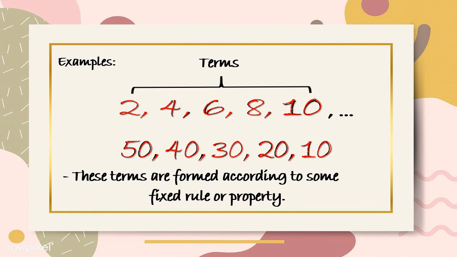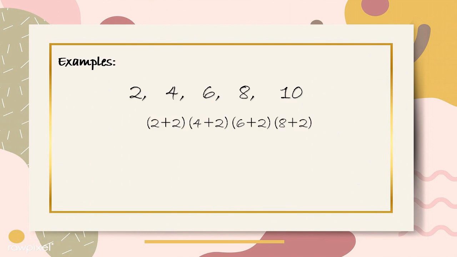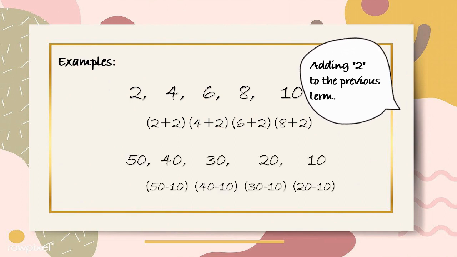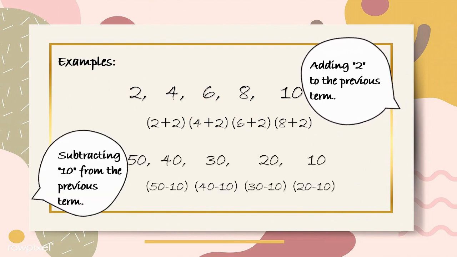These terms are formed according to some fixed rule or property. For the first example, the rule is we have to add 2 to the previous number to get the next term. While in the second example, the rule is we have to subtract 10 from the previous number to get the next term.